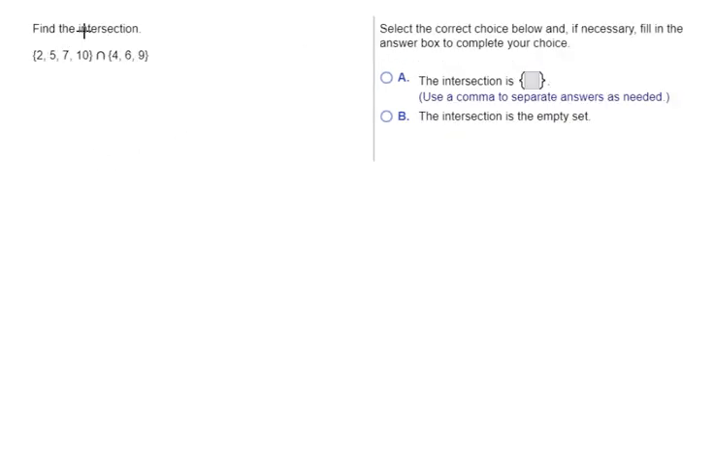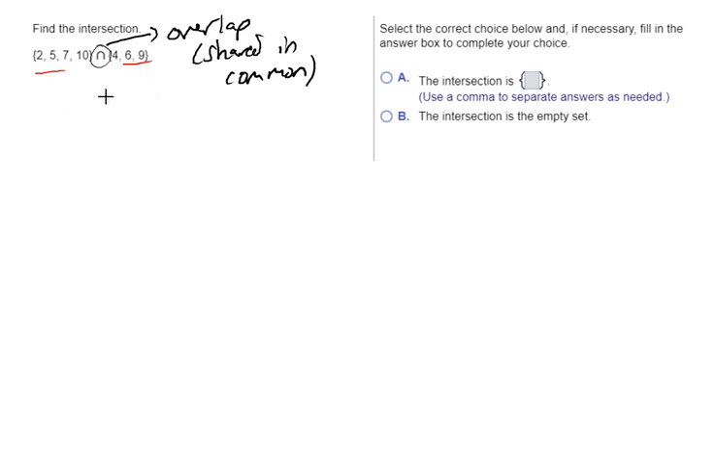All right. Intersection means we're looking for the numbers that these two sets share in common. So you're looking for the overlap or what's shared in common only. And this is sort of a trick question because these sets share nothing in common. They have no numbers common between them, so the intersection, the commonality between them is going to be nothing. It's going to be the empty set, right, which is this symbol here. So a 0 with a line through it. So that would be the answer in this case.